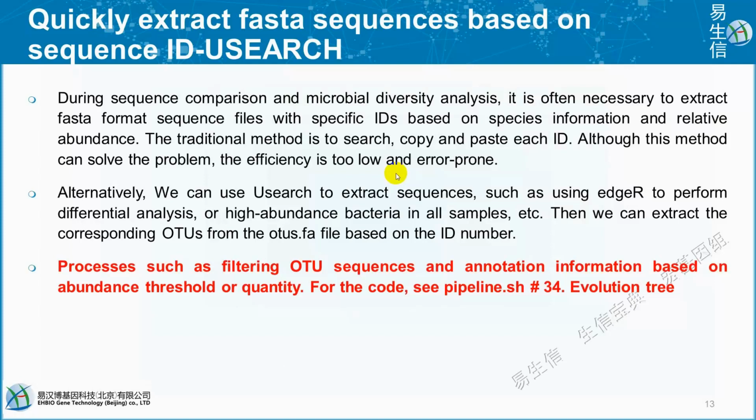Alternatively, we can use usearch to extract sequences, such as using HR to perform differential analysis of high abundance bacteria in all samples, and we have the code in our pipeline for the extraction of sequences. We can process and filter OTU sequences and annotation information based on an abundance threshold or quantity. So for this, we can see later in the pipeline that we use usearch for the evolutionary tree.